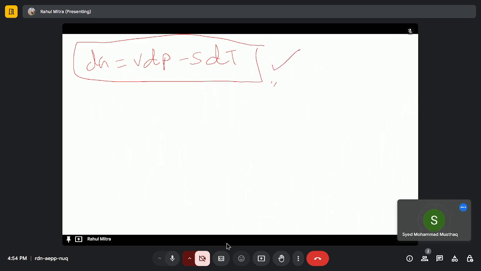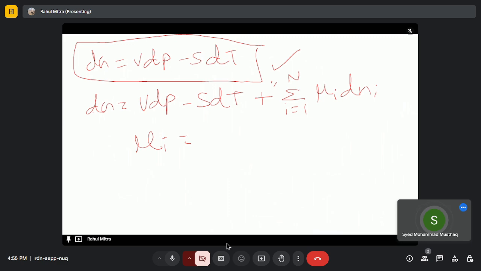Now what happens if there is an open system? If you're talking about an open system, then there is a transfer of matter, or the flow of matter, we can say. Then we should write it like dG equals V dP minus S dT plus sigma i equals 1 to m, mu i dm. And I have mentioned many times what chemical potential is.